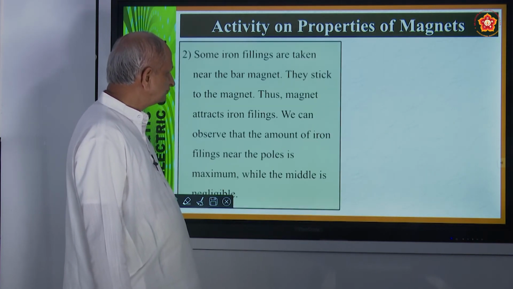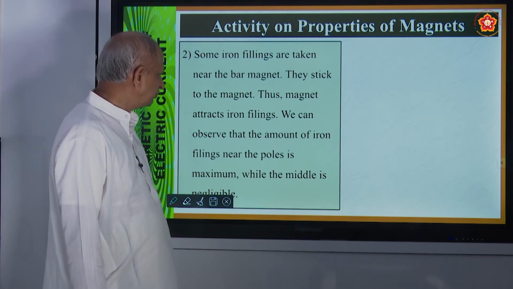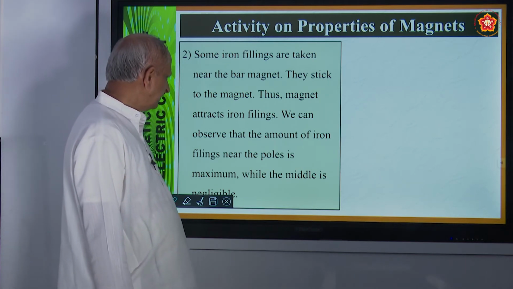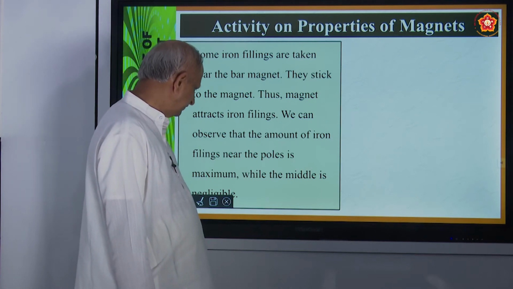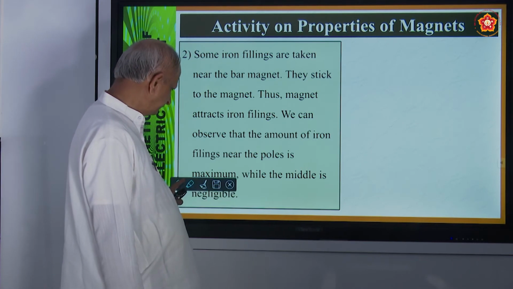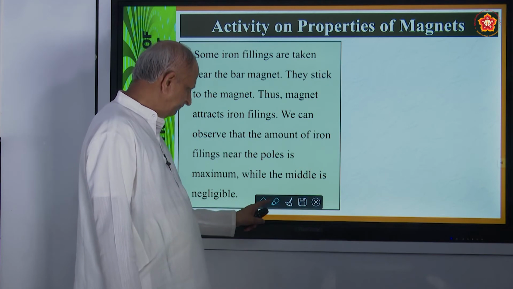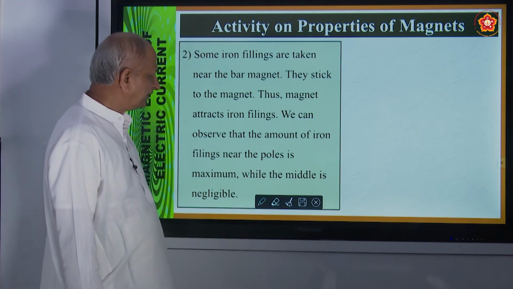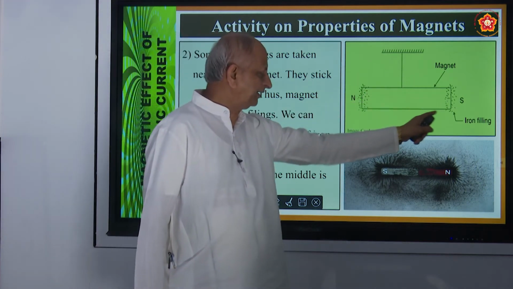And when some iron filings are taken near the bar magnet, they stick to the magnet. This magnet attracts iron filings. We can observe that the amount of iron filings near the poles is maximum. So near the poles it is maximum, and in other places it cannot attract. So this is a bar magnet.